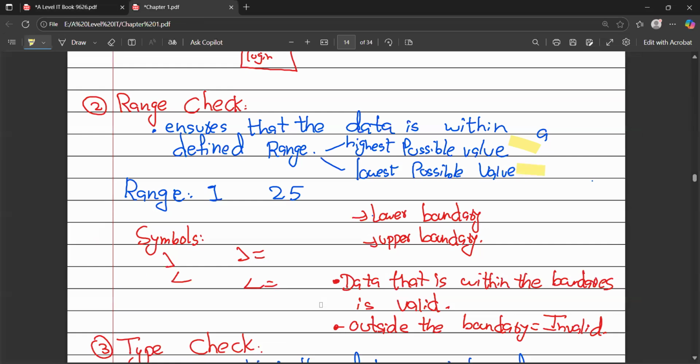This is the summary of that as well. If your data is within the boundaries, it is valid; if it is outside the boundary, it is going to be invalid, right? For example, if your marks are from 0 to 75 and you write 100 or 150, that's not acceptable.